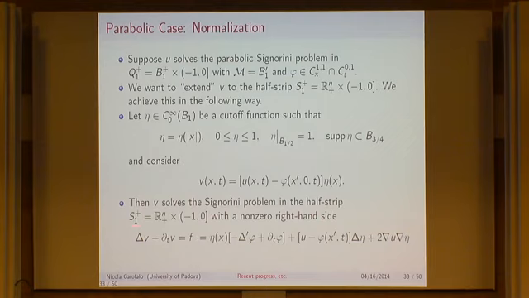Then this function v solves the Signorini problem in the half strip R^n plus, where R^n plus is the half space, cross (-1, 0), again the time interval, with a non-zero right-hand side. So if I take Laplacian v minus dt v, I get this mess here. Notice that even if the obstacle is 0, I still get a non-zero right-hand side, because I would get u times Laplacian eta, and I would get 2 gradient u dot gradient eta. So we get some junk that we have to deal with.